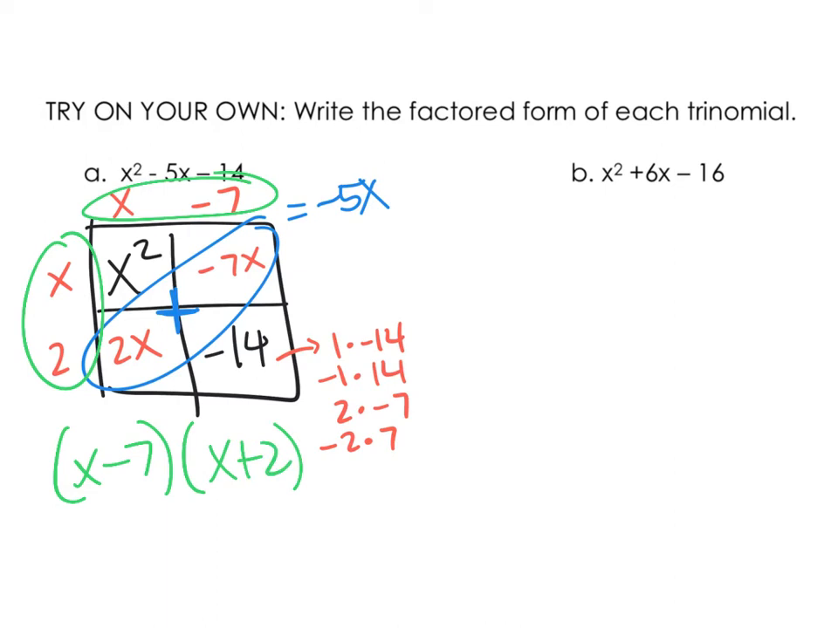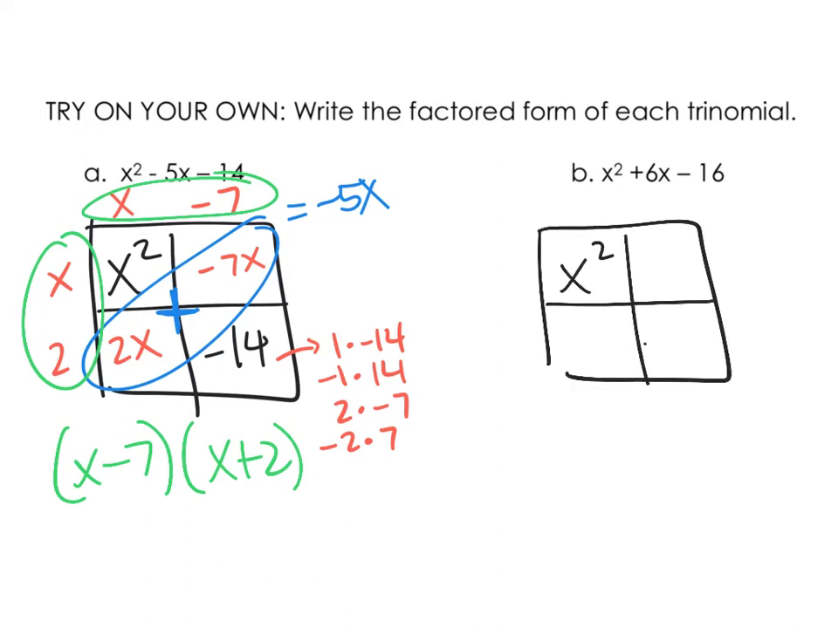Okay, example B. When you made your box, you should have had x squared up here, a negative 16 down there, and your diagonals adding to be a positive 6x.